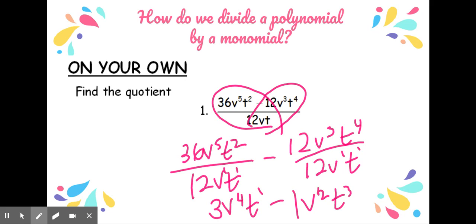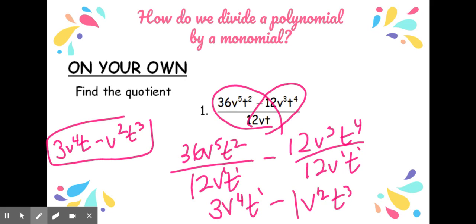Okay, so if we clean it up, we get 3v to the fourth t, because we don't need to write that in there, minus v squared t to the third. So that would be your answer for the quotient of that binomial divided by that monomial. Okay, so pause the video, make sure you get that down.